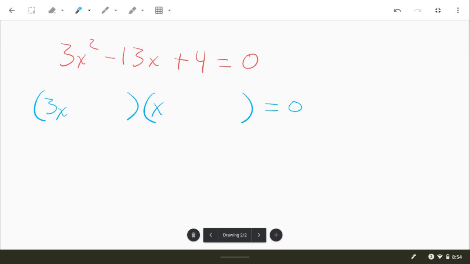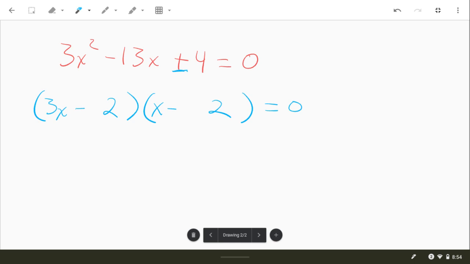Actually, let me see here. It's the same signs, and they are both negative. So in order to multiply to get 4, it could be a 2 and a 2. I'm going to try that first, just because the order doesn't matter. Let me try that first.